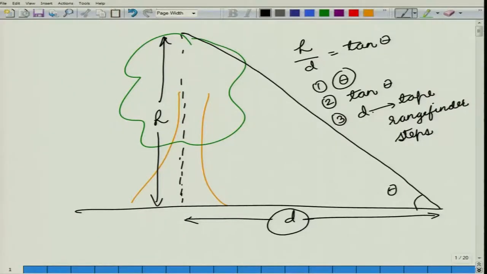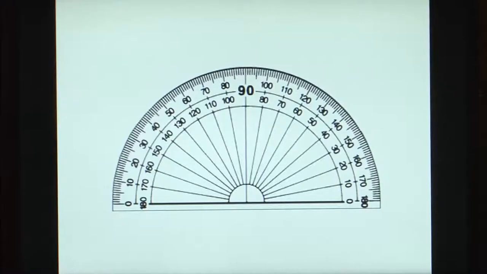Now, you must have used a device known as a protractor in your earlier classes. So, this is how a protractor looks like. It is an instrument that is generally transparent, and all the degrees are shown here from 0 degrees to 180 degrees on both sides. Now, a protractor can very easily be used to measure an angle on a sheet of paper.